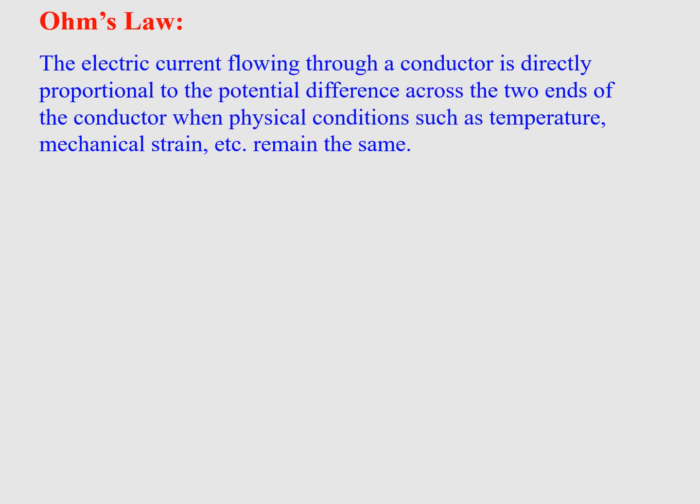Ohm's law. Ohm's law gives the relation between applied potential and current flowing through a circuit. The statement of Ohm's law is: the electric current flowing through a conductor is directly proportional to the potential difference across the two ends of the conductor when physical conditions such as temperature, mechanical strain, etc. remain the same. Mathematically, we have a direct relation between current and voltage.